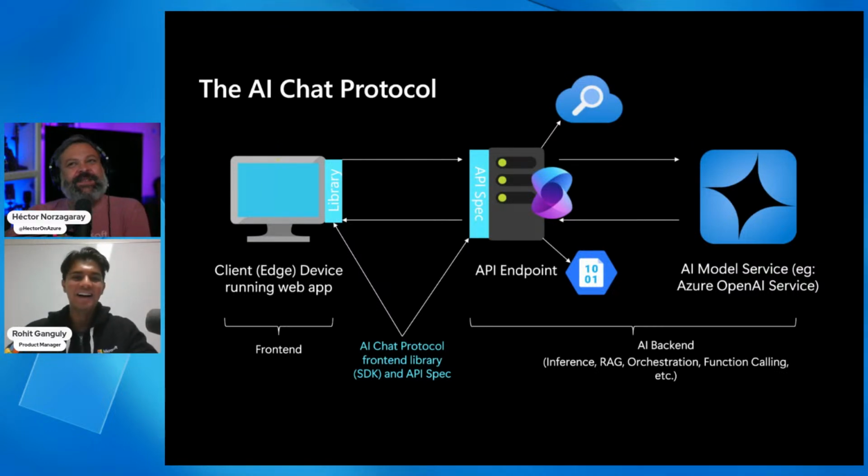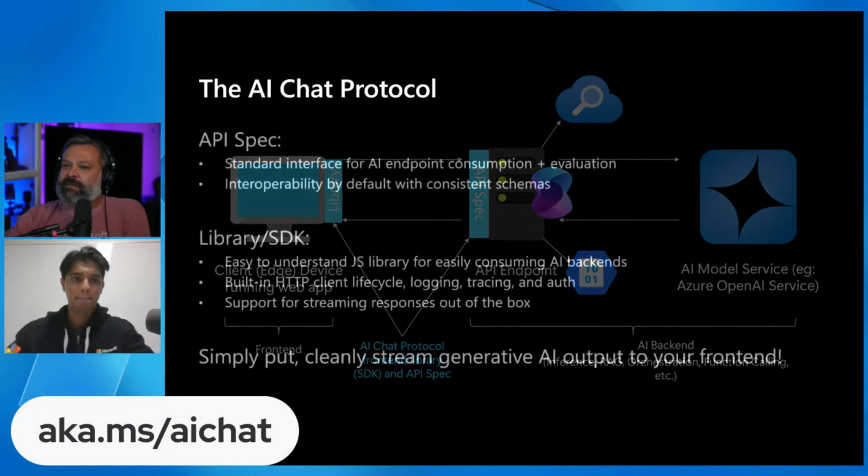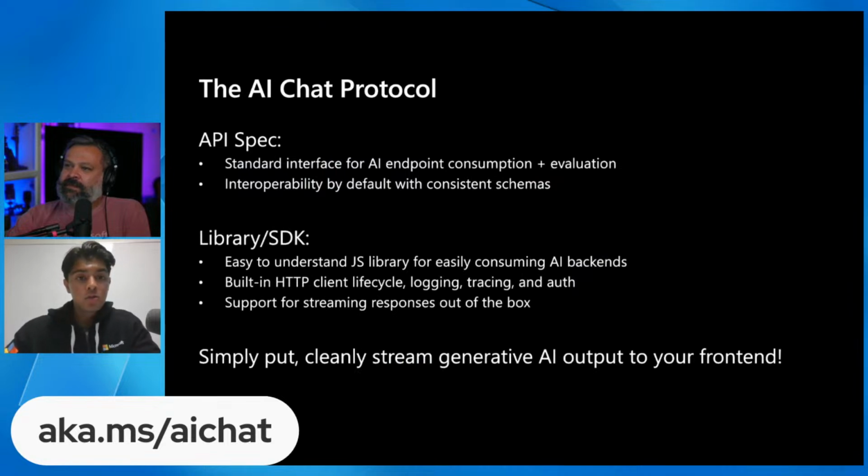Right. So yeah, we have the AI chat protocol, which sits in between the API endpoint and the front end here. So this allows for easy streaming to your front end. We can talk more about that. And that's essentially the introduction to the AI chat protocol. So I mentioned there's two pieces. There's an API spec and a library. So the API spec is essentially just a standard interface for your AI endpoints for consumption and evaluation. So if you have an AI backend with a bunch of different steps, it's just a consistent interface for sending that output back to the front end.